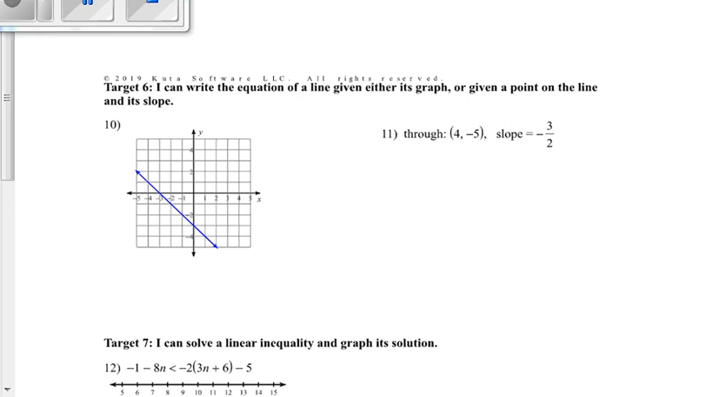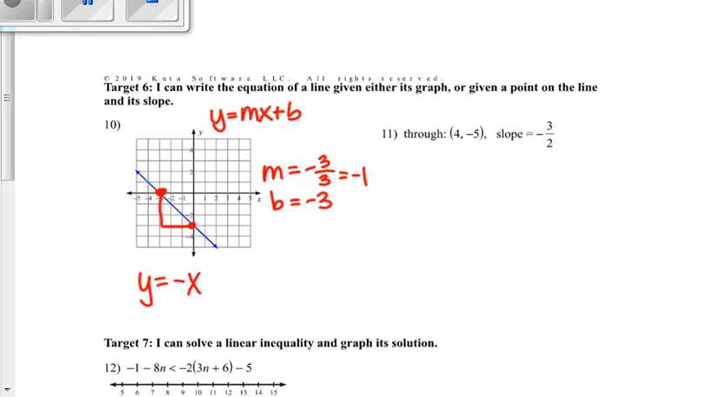Now we're going to write the equation of a line given some information. So taking a look at number 10, picking a few points. So remember, I'm thinking y equals mx plus b when I write this. I can figure out what the slope is, going down 3 over 3. So the slope is negative 3 over 3 or negative 1. The y-intercept I can see is at negative 3. So putting that information together, I would have y equals negative 1x, or just negative x, minus 3.